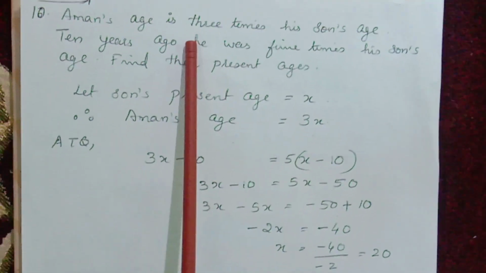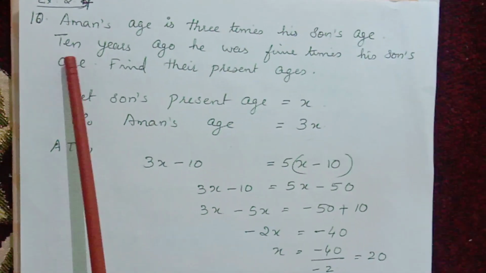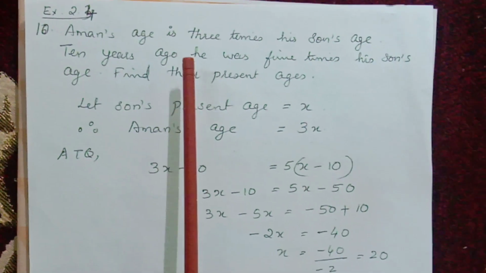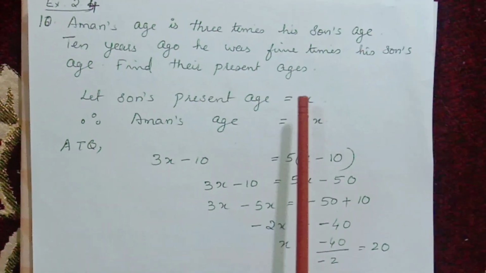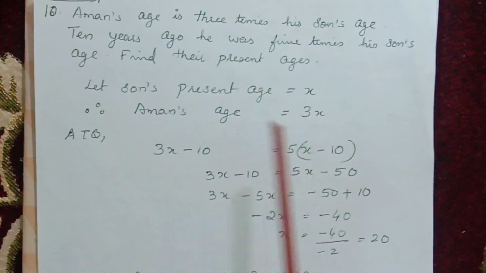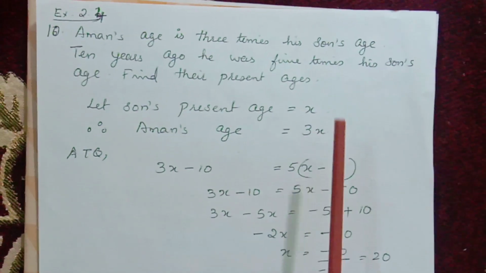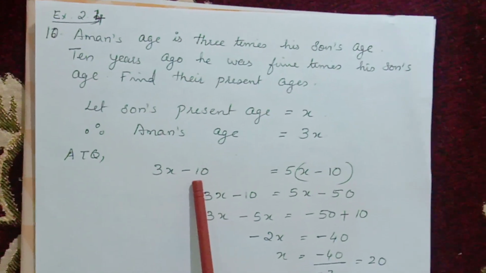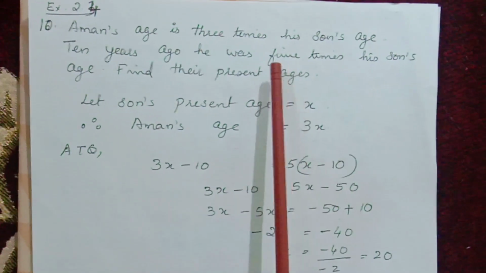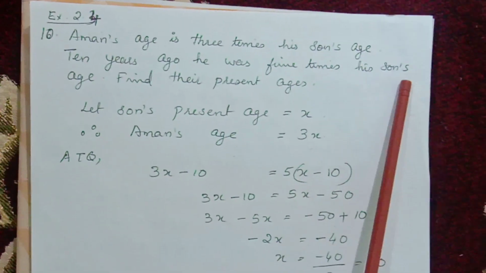Now we have to read the question again and find the connection between their ages. What is given next? 10 years ago. So first we have to find their ages 10 years ago. Presently the son is x years. So 10 years ago, he will be what? x minus 10. And father's age, presently it is 3x. So 10 years ago, he will be what? 3x minus 10. And the connection given is 10 years ago, he was 5 times. Who is he? Aman. He was 5 times his son's age.